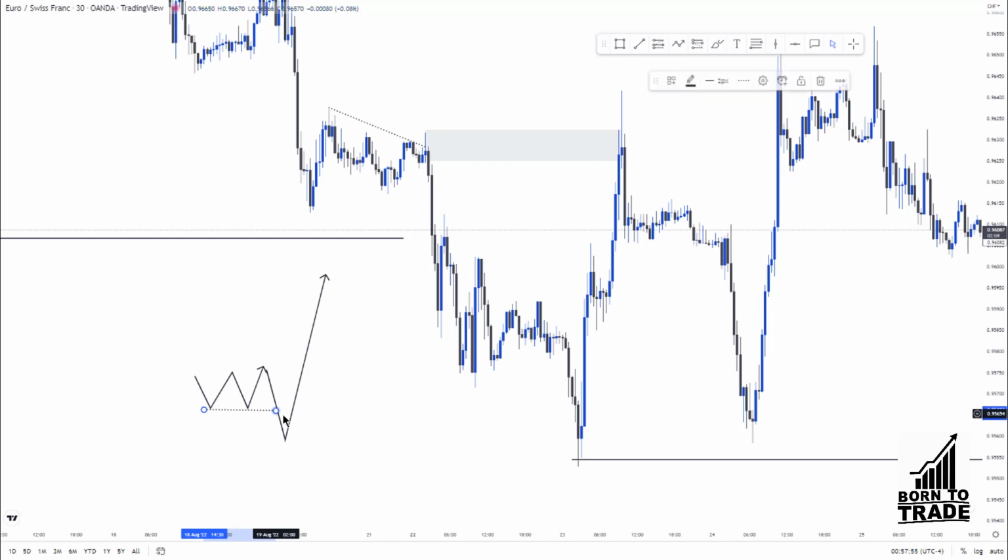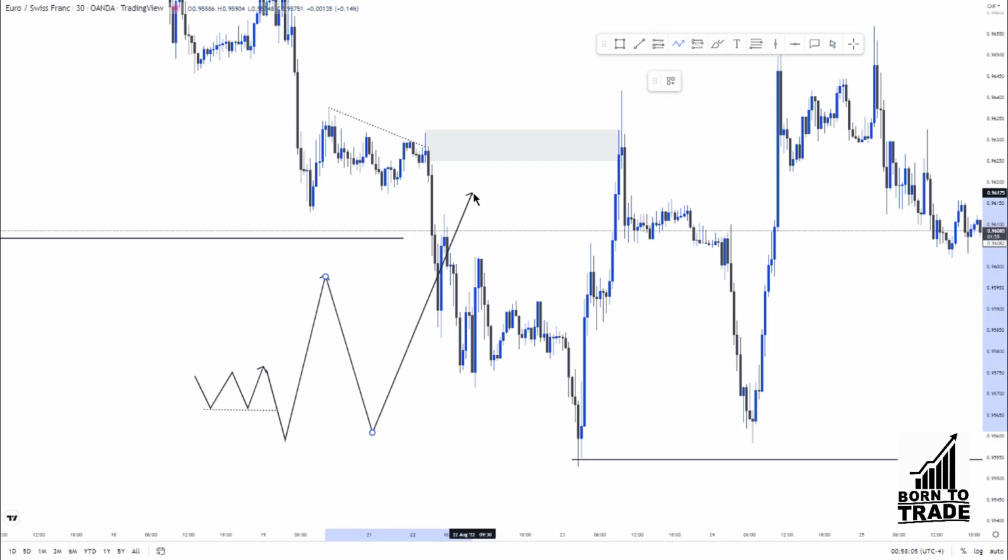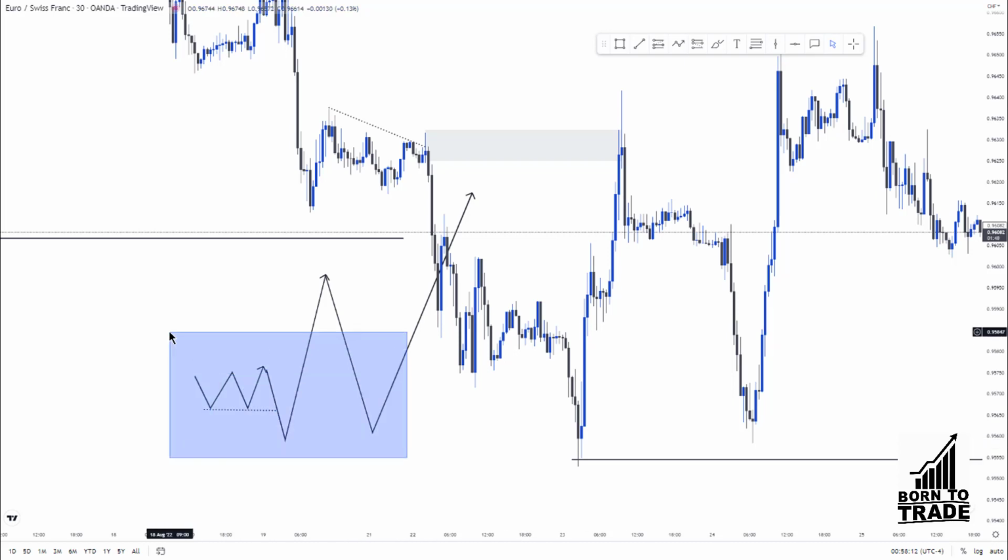Once you wait for this manipulation, you'll see that you can never go wrong, because price will actually come back, mitigate the zone, and react. Why will this happen? The liquidity resting below these lows has been taken out. I hope you understand what I'm trying to explain right now.